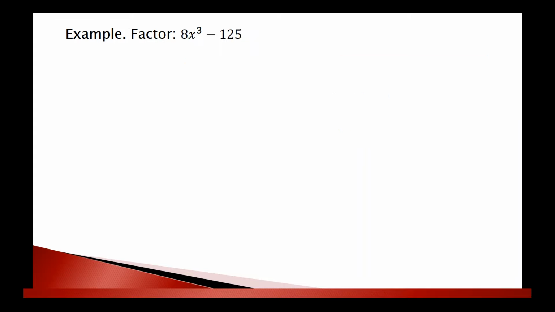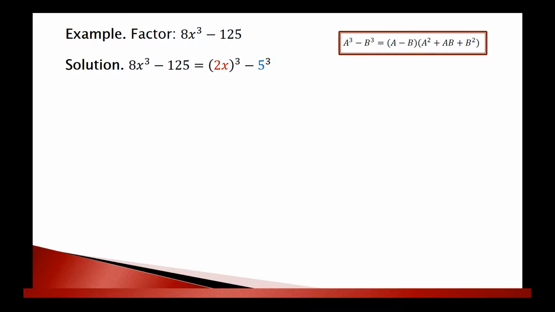For this example, we want to factor 8x cubed minus 125. We can write 8x cubed as (2x) cubed and 125 as 5 cubed. Again, this is the difference of two cubes, like a cubed minus b cubed, where a is 2x and b is 5. So we can write this as (a minus b), so 2x minus 5, times a squared, which is (2x) squared, plus ab, which is 2x times 5, plus b squared, which is 5 squared.